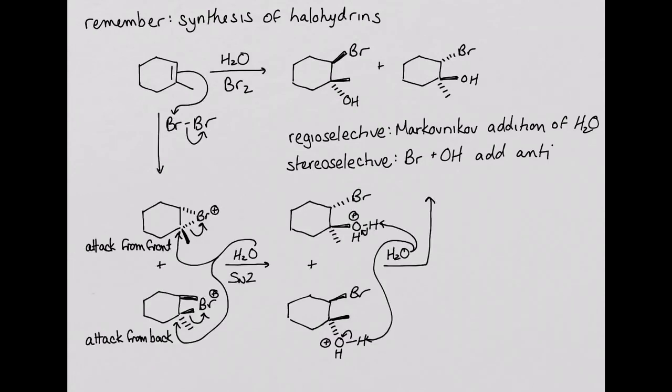The mechanism for the synthesis of halohydrins should look like this. Remember that the attack of water on the bromonium ion is an SN2 reaction, requiring the water to come from the opposite side that the leaving group will leave from. This gives us the trans stereoselectivity.